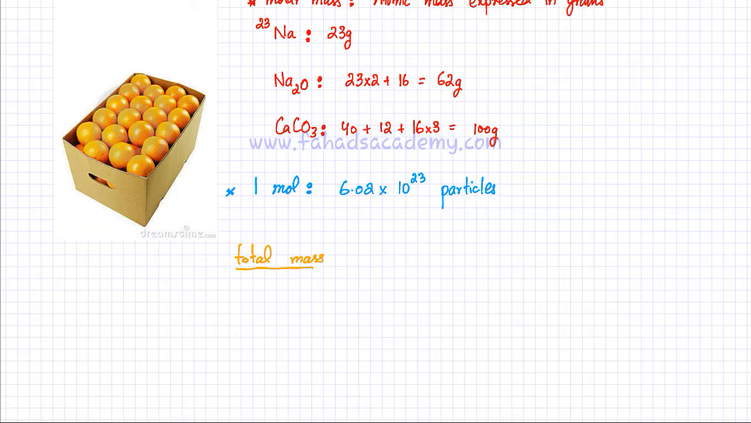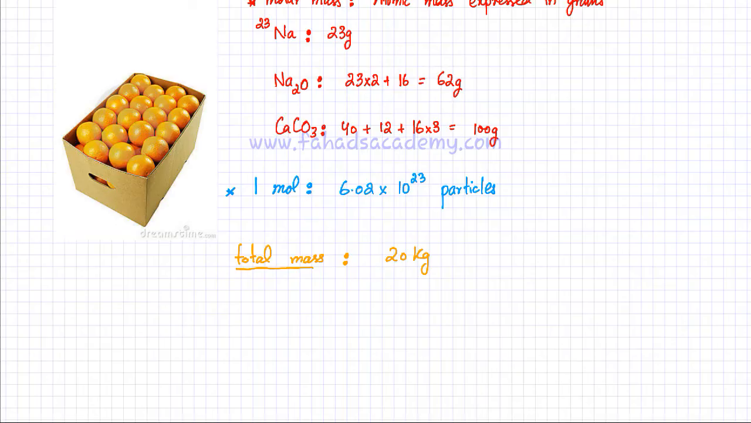So what I've done is, I'm going to try and weigh the total carton. And let's say it turns out to be 20 kilograms. So the total mass of all these oranges in this carton comes out to be 20 kg. So it's a 20 kg carton.